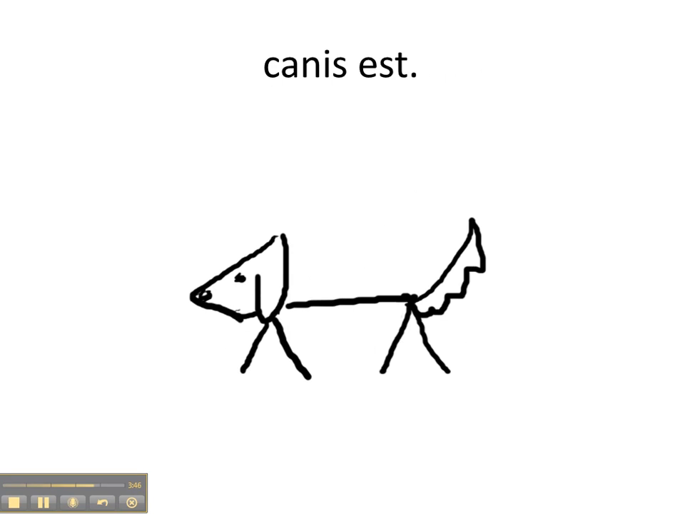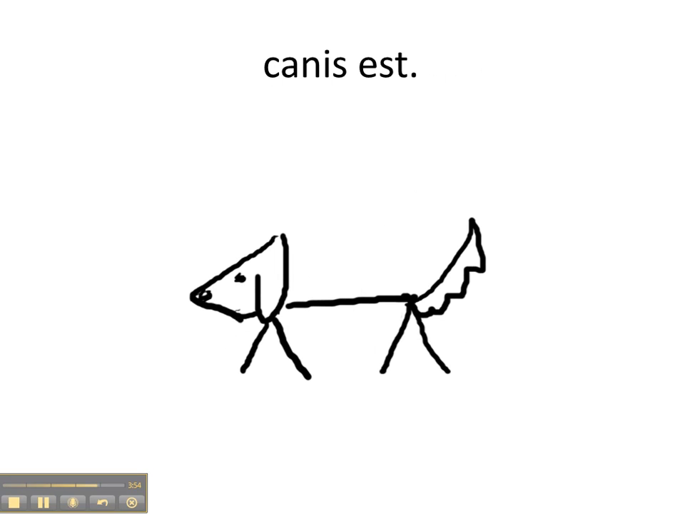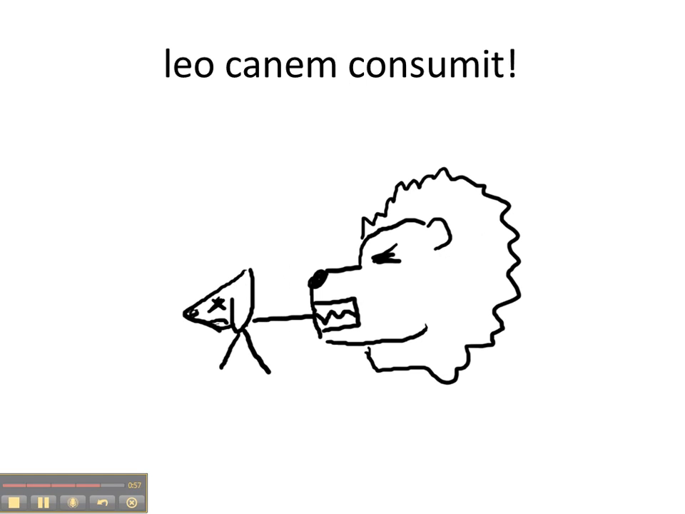So canis, canem. Looking at canis, and then canem. The dog is a direct object. So here, the dog is the subject. The dog is, and therefore canis is in the subject nominative form. But here, the dog is a direct object, canem. It is happening to the dog. The eating is happening to the dog. So he is an accusative, and he has the em.